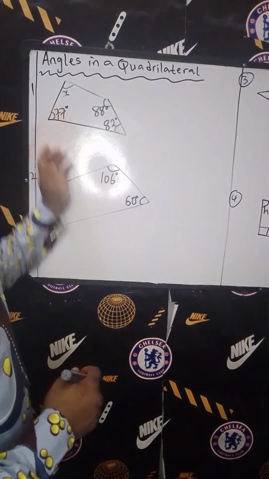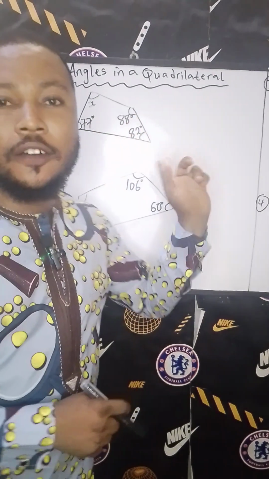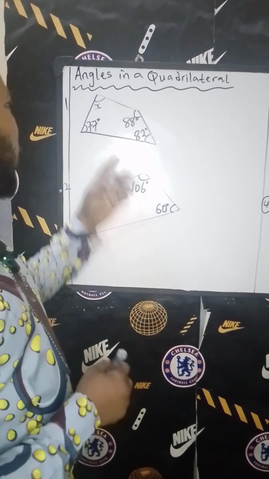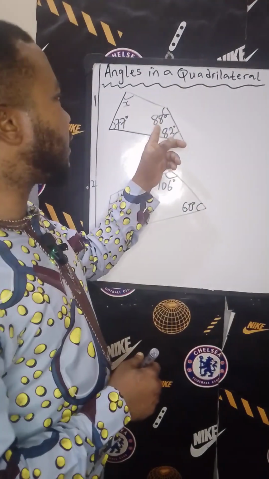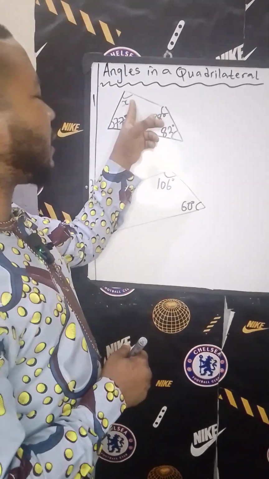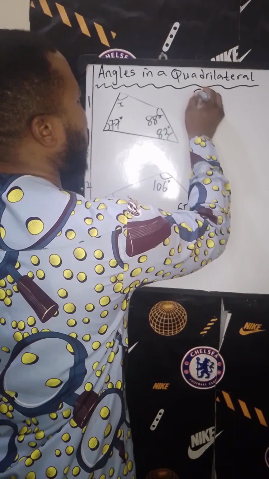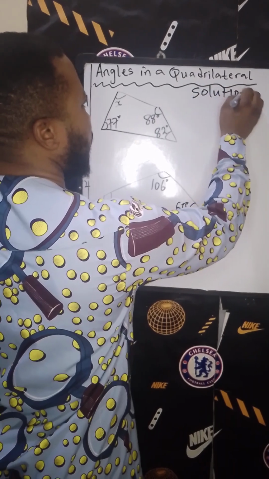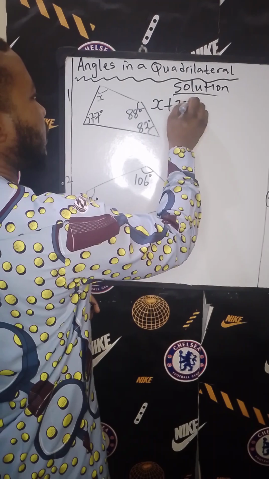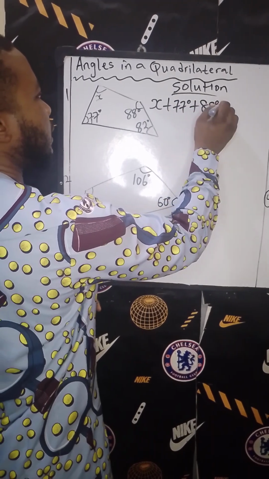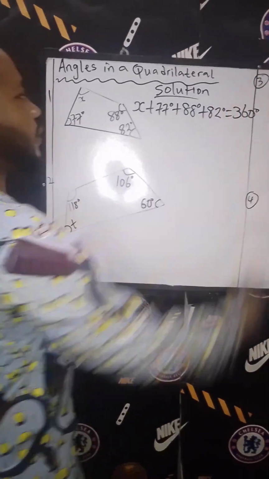So you can see the shapes we have here. We'll be finding the missing angles of these shapes. You can see the first one, we have 77 degrees, 88 degrees, 82 degrees, but we are asked to find this one. This is x. So we have the solution. This is going to be what? x plus 77 degrees plus 88 degrees plus 82 degrees is equal to 360 degrees.